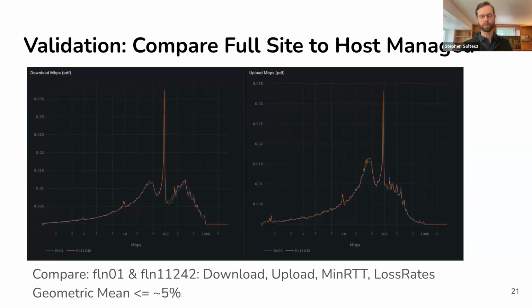So we looked at performance distributions of download tests, upload tests, the min RTT and loss rates. Pictured on the left is the download performance rate, on the right are the upload performance measurements. In these cases, we took the geometric mean of all of these measurements and found that in all cases they were within 5%. We ran other measurements, but in total, they've given us confidence that it's safe to continue this deployment.